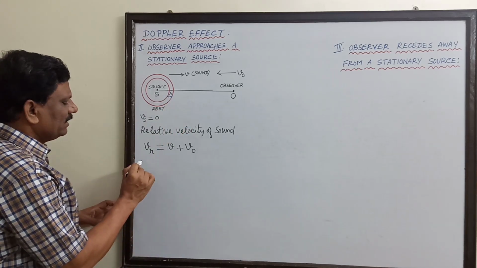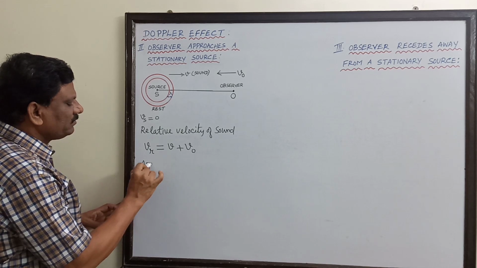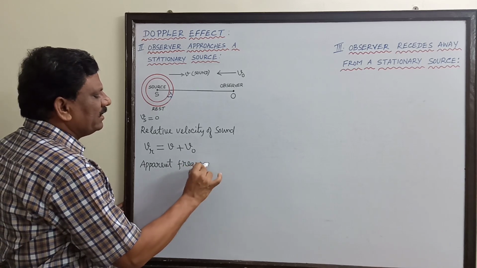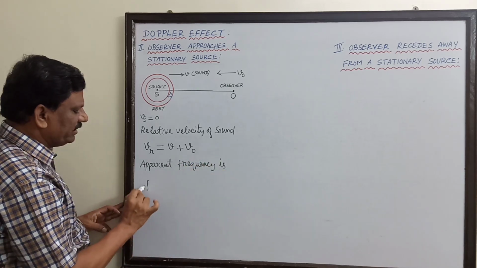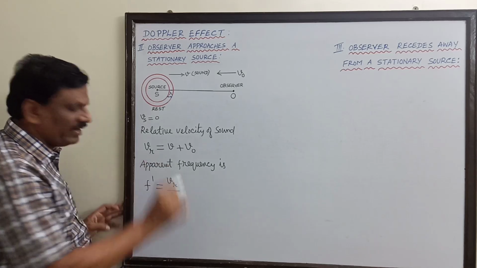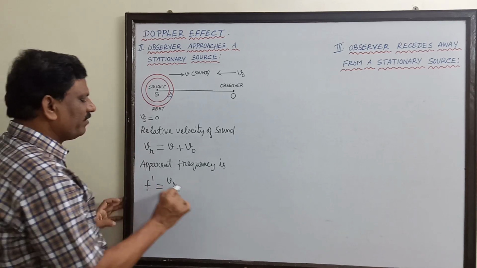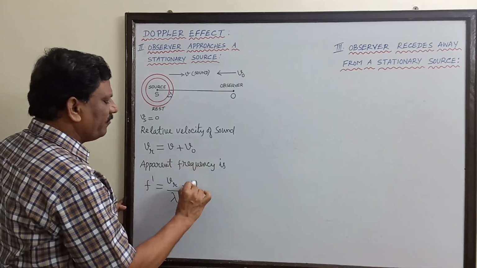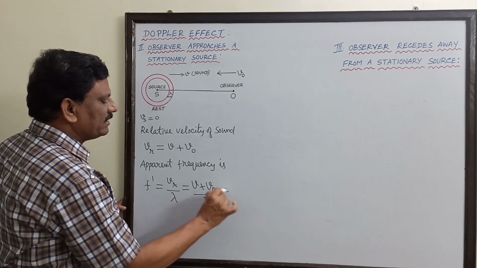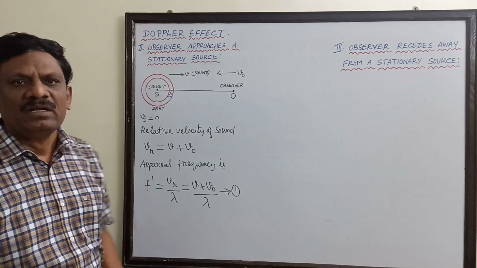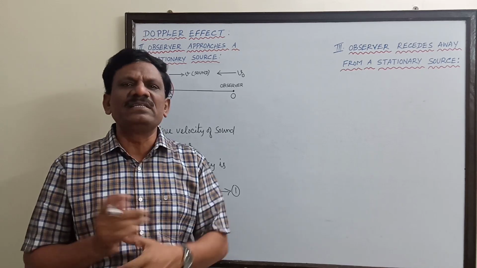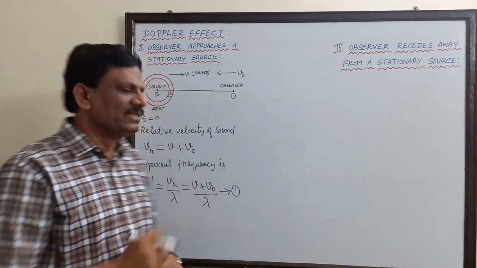So here the apparent frequency is given by f dash. f dash is equal to this relative velocity divided by wavelength lambda. So in place of relative velocity we can write V plus V observer divided by the wavelength lambda. So this is equation 1. The concept is, here the wavelength is not changing, only the frequency is going to change. How? Let us discuss now.